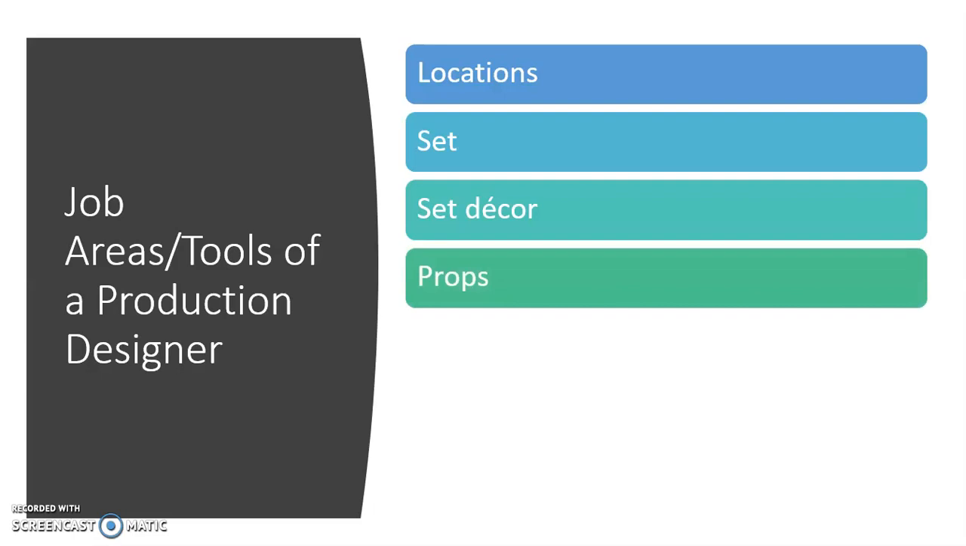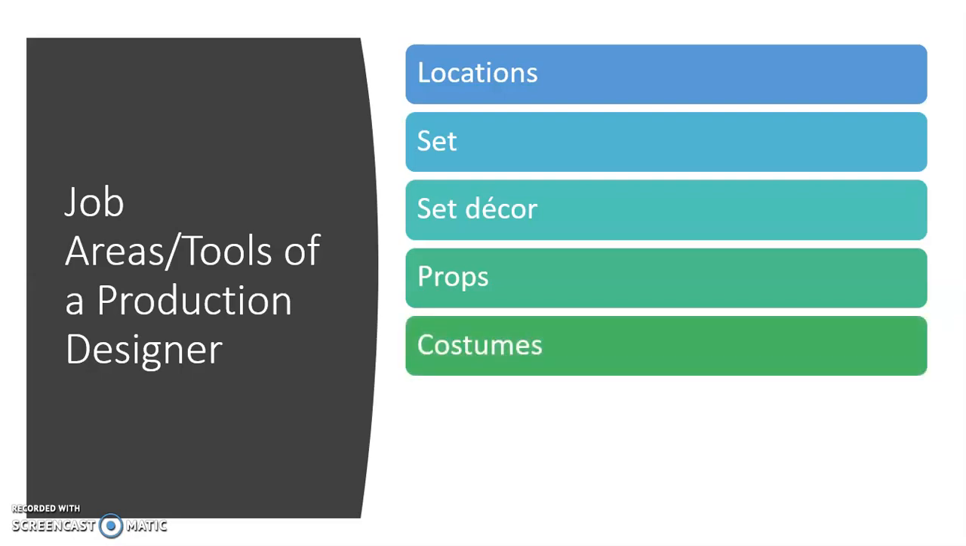Props are set decor that an actor touches. So if no one touches it, it is set decor. If we were doing a film of a classroom, there would be notebooks and pens and the whiteboard, and are there erasers and are there whiteboard pens? And the production designer would actually be thinking, what color of the whiteboard pens? They actually go that detailed. If it just sits there, it's set decor. If the actor playing the teacher picks up the whiteboard pen and writes on the whiteboard, then they become props.